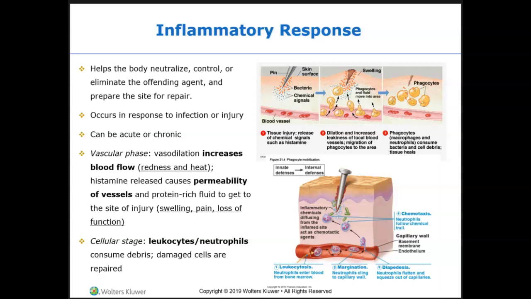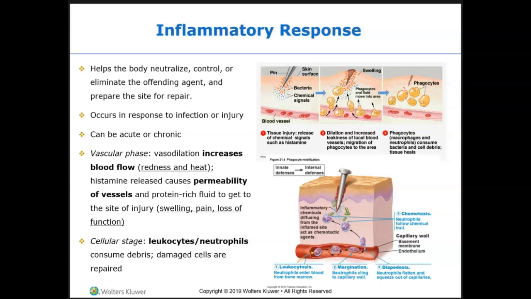When you are entering the vascular phase of inflammatory response, this is when vasodilatation occurs, which will increase the blood flow to the area. That's what's resulting in the redness and the heat and the warmth, and the swelling. Histamine is released at this time, and it causes permeability of the vessels, and it also causes protein-rich fluid to go to the site of the injury. So again, that's the cause of the swelling. It can be the cause of the pain, as well as loss of function to that site, right?